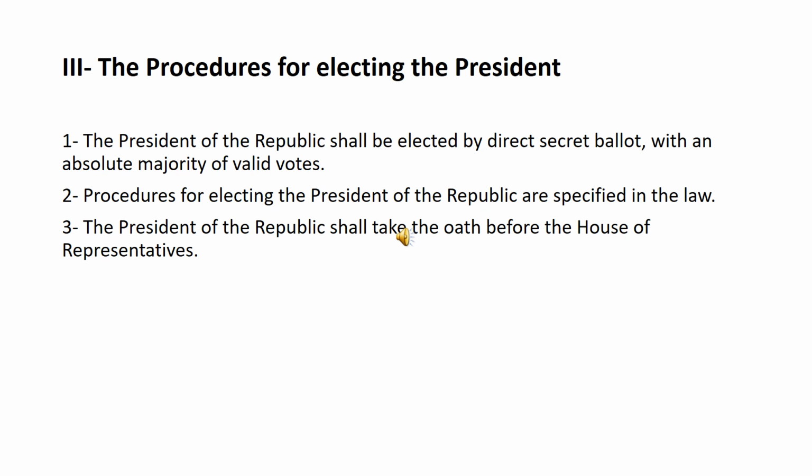How is he going to pass? With an absolute majority of valid votes. Procedures for electing the President of the Republic are specified in law. So the other conditions related to the election of the President will be explained by the law. The President of the Republic shall take the oath before the House of Representatives. So when this candidate passes with the majority of valid votes, he is going to take the oath before the House of Representatives.